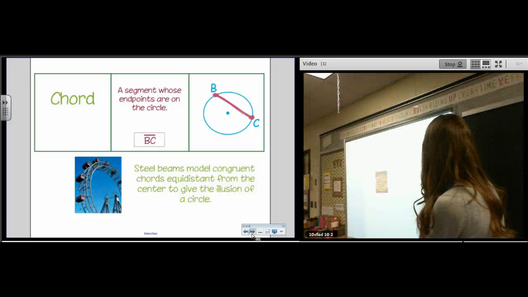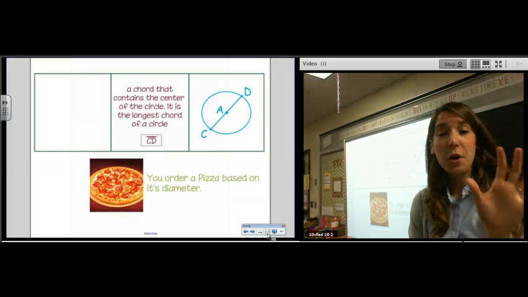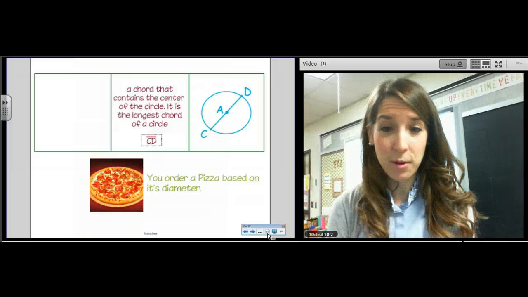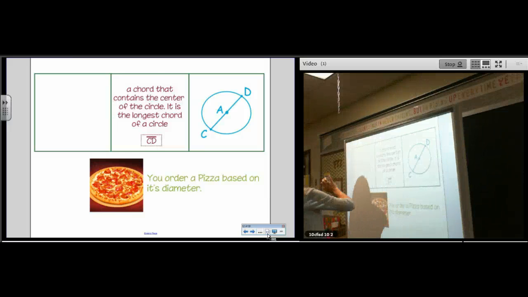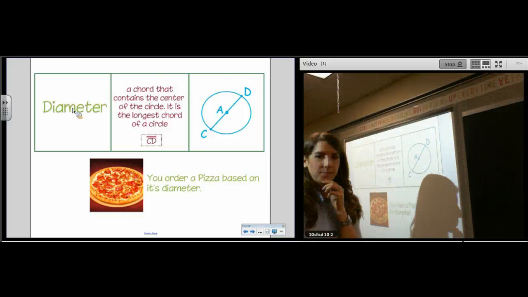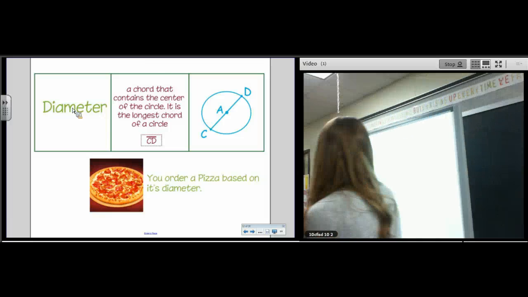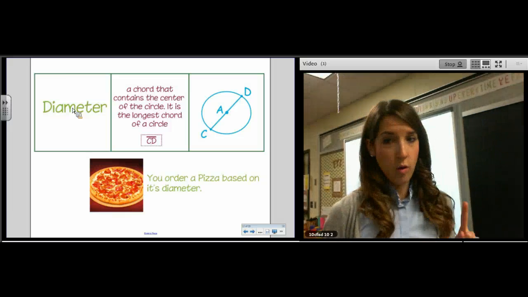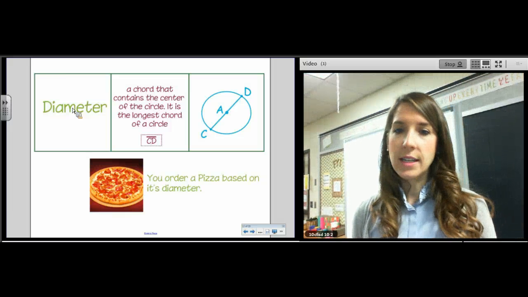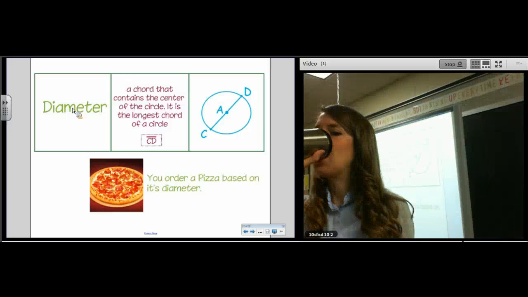Okay. Now, if you're an extra special chord, if you're a chord and you happen to go through the center of a circle, you're called a diameter. A diameter is a chord that happens to go through the center of a circle. So a diameter is a chord. It's a type of chord. A radius is not a chord. So there is a difference. A diameter is a chord. A radius is not because its endpoints are not both on the circle.